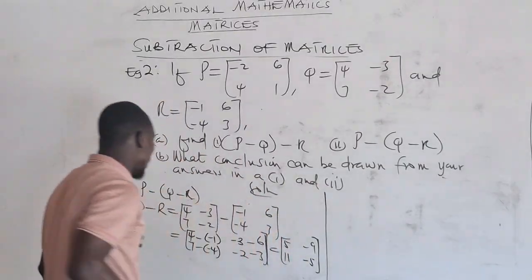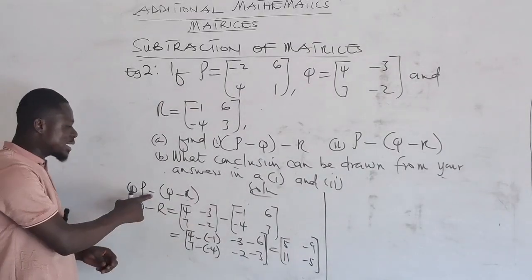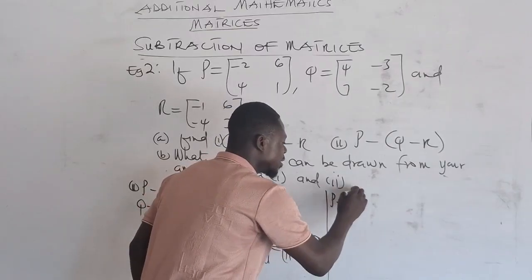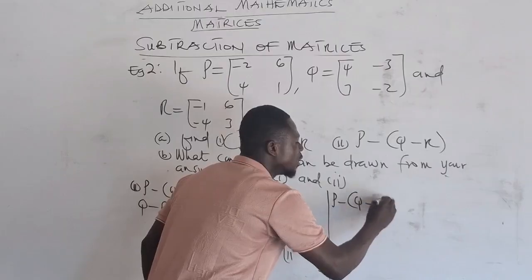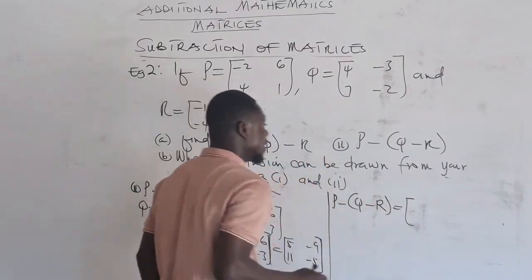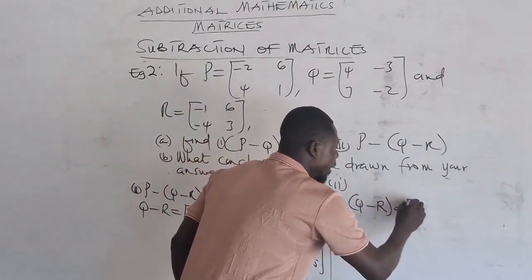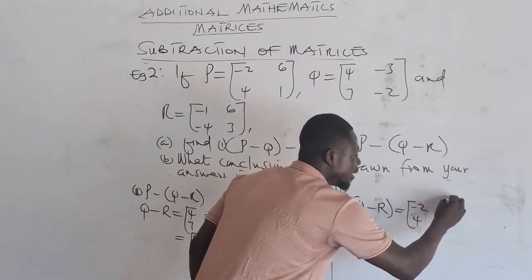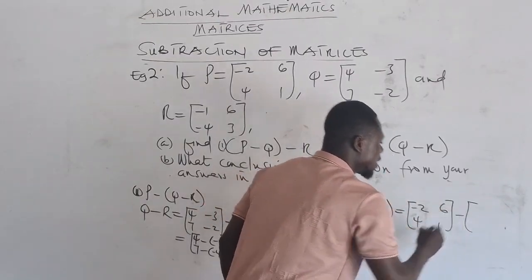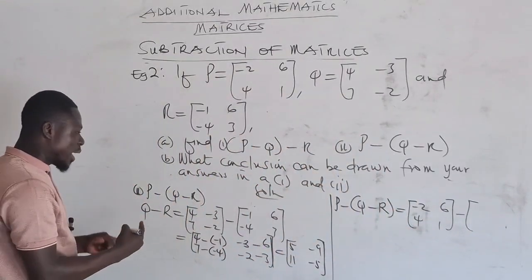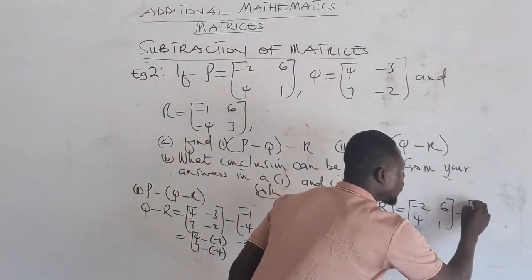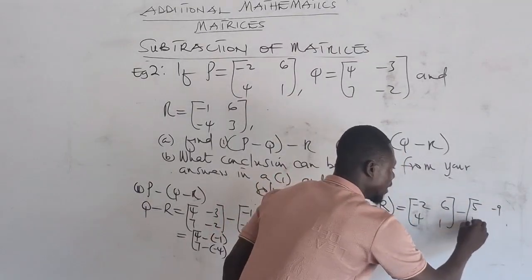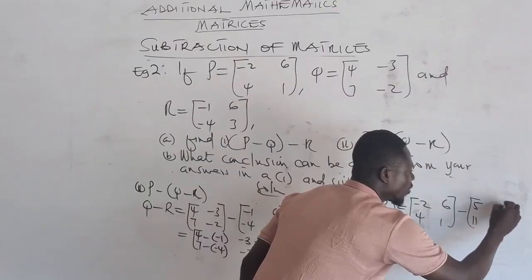Let's quickly look at the whole expression where we have P minus, in a bracket, Q minus R. So P minus the bracket Q minus R will now be P first. Our P is [-2, 6, 4, 1]. And this will be minus the answer we had for the one in the bracket, and it is [5, -9, 11, -5].